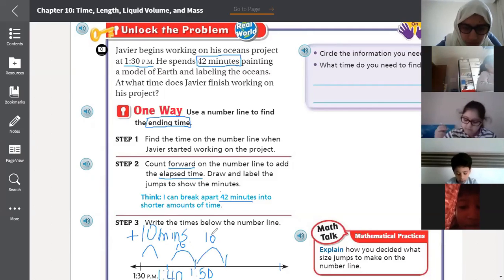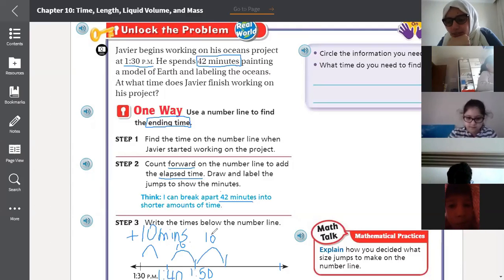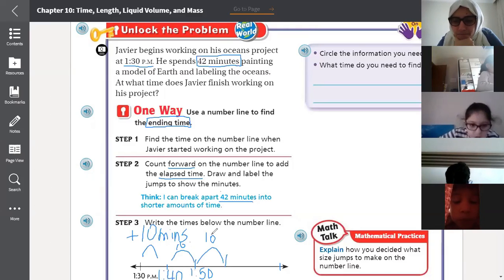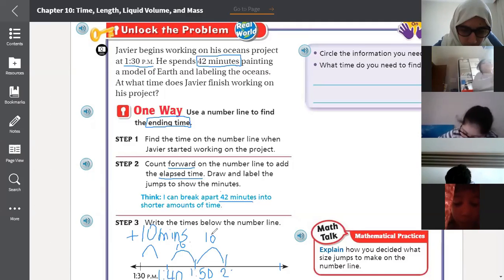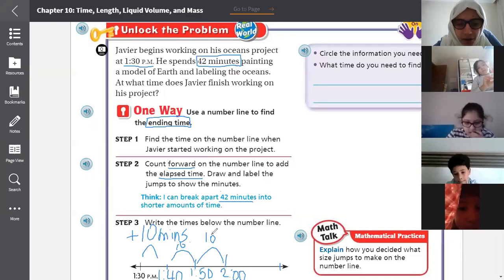1:60. Can we say 1:60? No. So it's a new hour, right? So what's after 1 o'clock? 2. 2 p.m. So we're going to put 2 p.m. and put 0 in the minutes. We need to add another 10 because 10, 20, 30, and 40, we have 40 minutes.